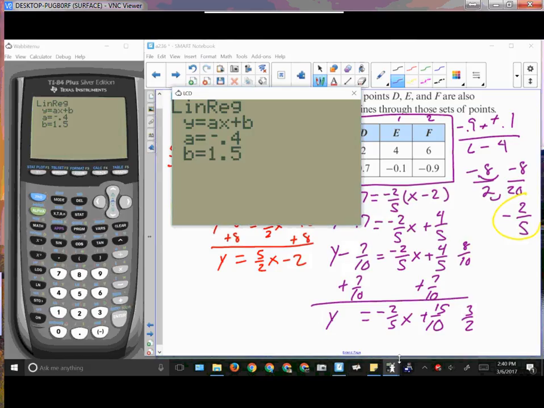Even I make mistakes when I sit there and go through this. That's why I keep telling you: always double check your work and show your work.